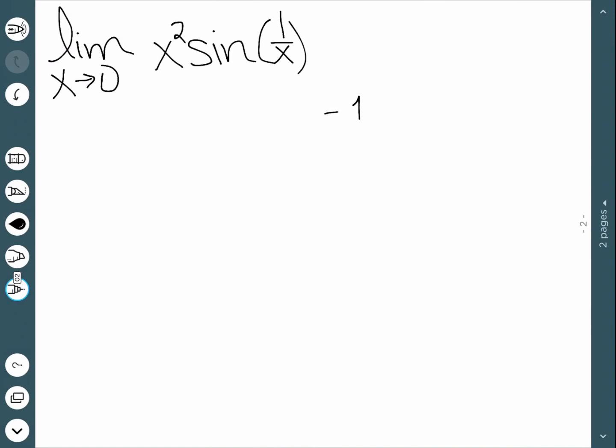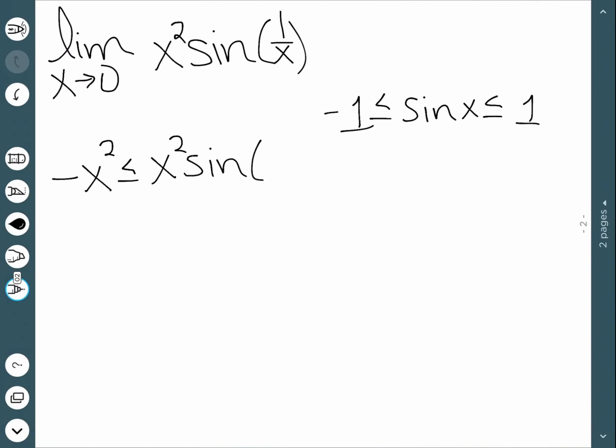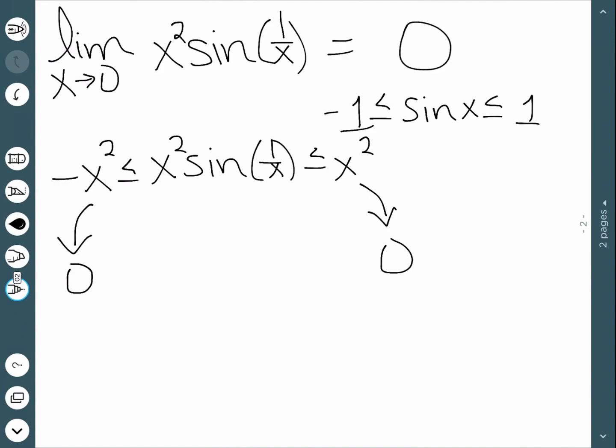One thing we do know is that sine is always between -1 and 1. So in that case, this thing is between -x squared and positive x squared, because the sine of 1 over x has to be between the 1 and -1. Well, as x approaches 0, -x squared is going to approach 0, and x squared is going to approach 0. So this limit must be 0.